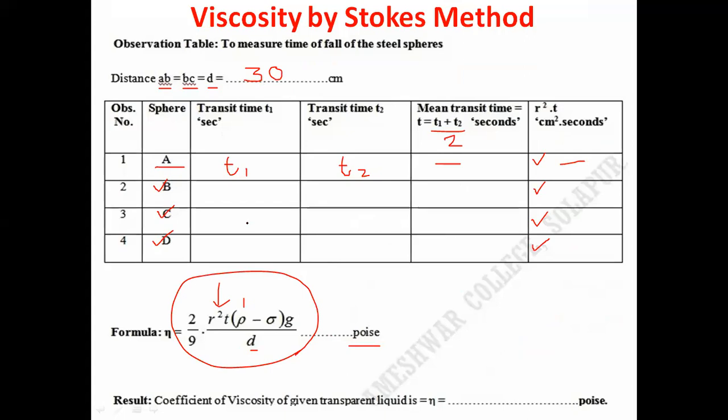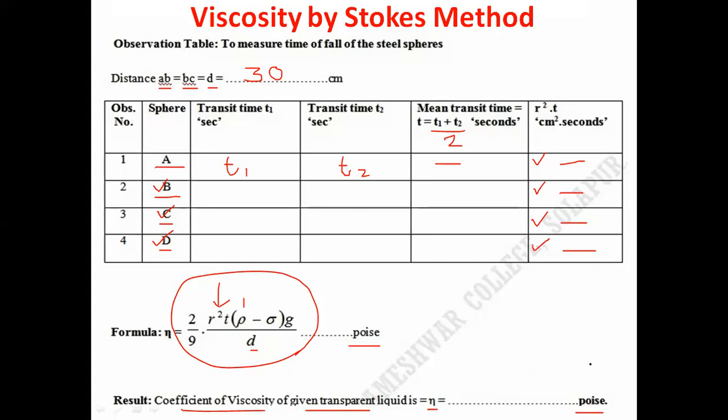After that, once again you calculate the value of eta for the second sphere from this value, for the third sphere from this value, and for the fourth sphere from this value. And you have to take once again the mean value of coefficient of viscosity of given transparent liquid, and after the mean value, the final value is the result. That is, the mean value is the result of coefficient of viscosity of given transparent liquid, eta is equal to dot dot dot poise. So this is the experiment.